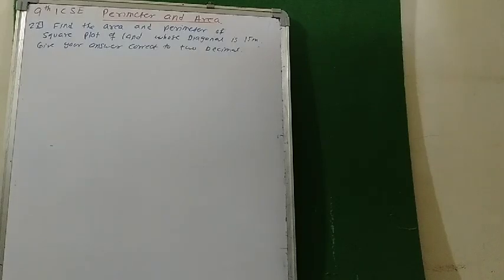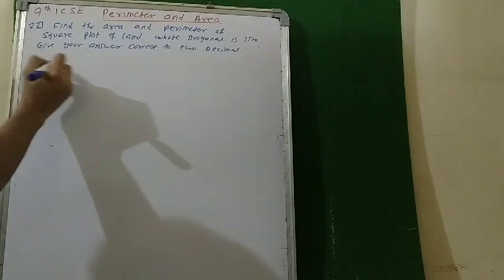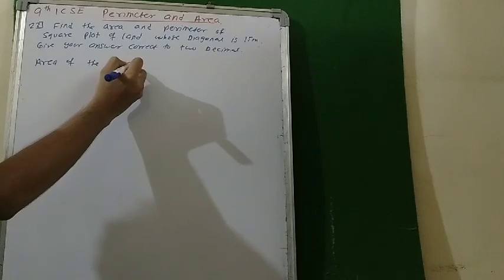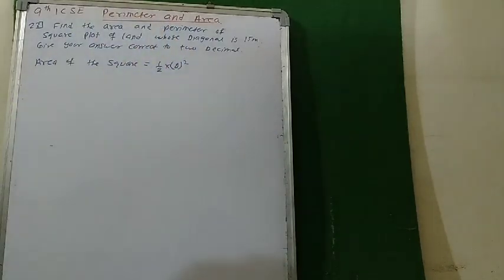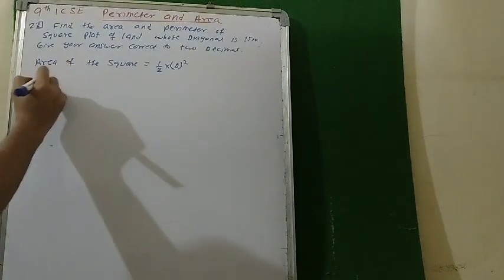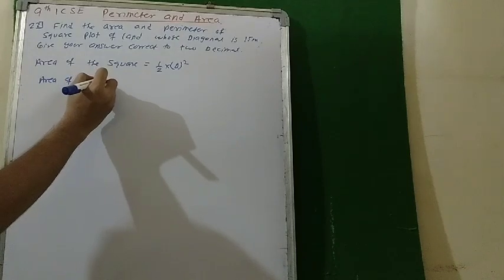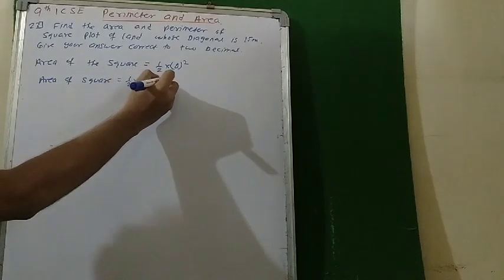Okay, in the 22nd question, find the area and the perimeter of a square plot of land whose diagonal is 15. As we know the diagonal, we can easily find the area. The area of a square is equal to half into diagonal square. So area of a square is equal to half into 15 into 15.